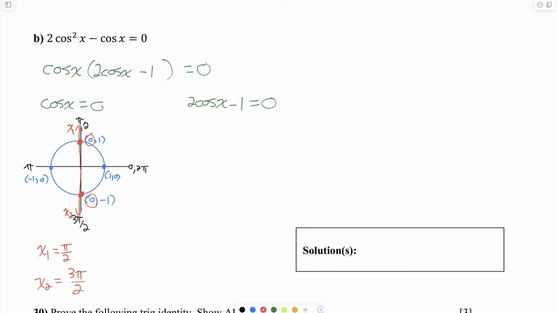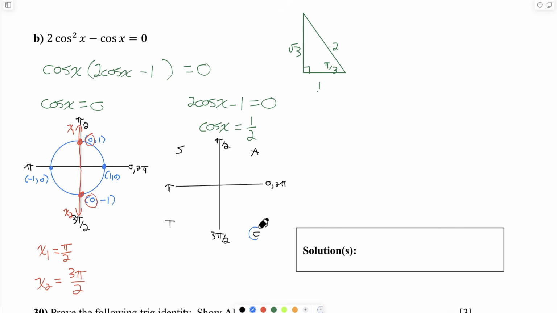How am I going to solve the zeros of the second factor? Well, I'll start by isolating cos x. Cos x equals a half. And if you remember your special triangle, if you use pi over 3 as your reference angle, cosine of pi over 3 is adjacent over hypotenuse, a half. So we just have to use pi over 3 as the reference angle in the two quadrants where cosine is positive, just like our ratio.